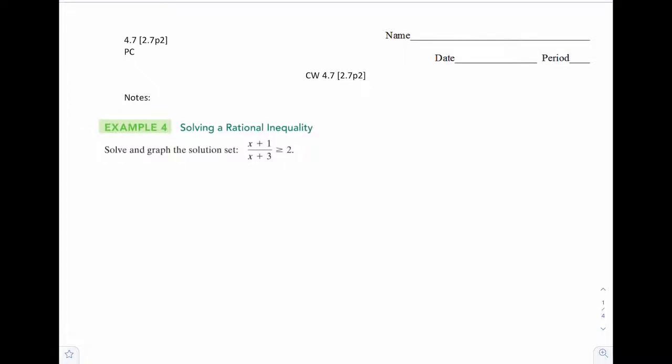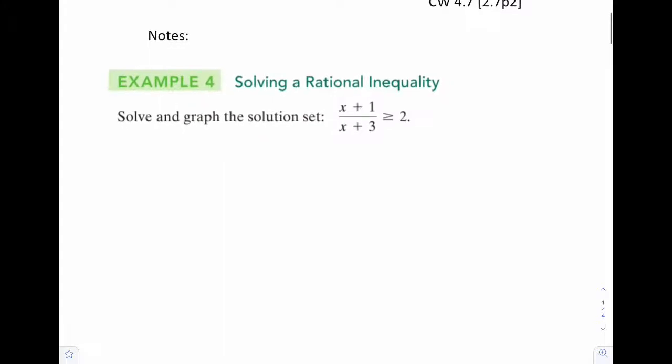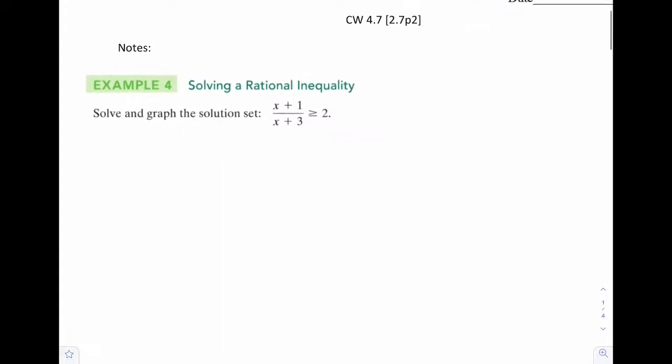Welcome to CW 4.7. Today we're going to wrap up the chapter with rational inequalities. So for your first note, all you want to do is draw a box here. This is going to be your expression. And you need your expression to zero out, meaning you need your inequality and you need a zero right here. So put a big note. You need a zero. Very important.